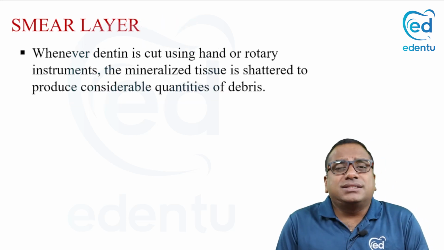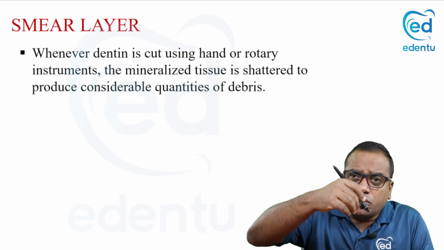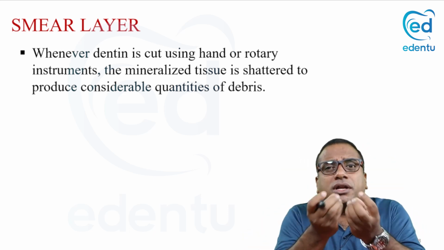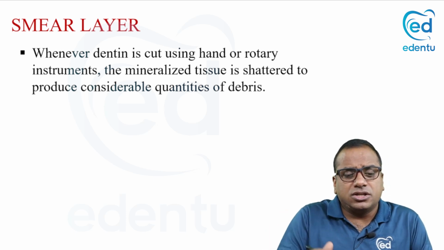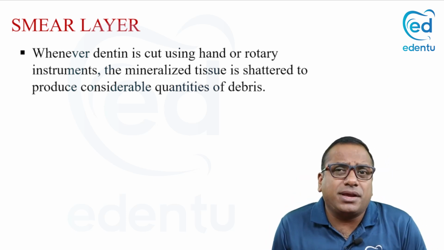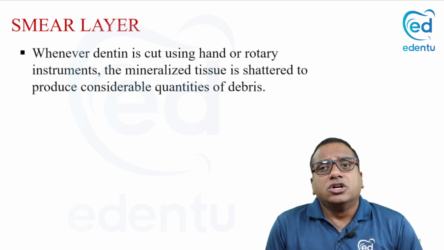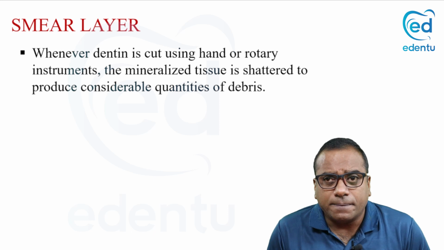Then there is something called the smear layer. Whenever you're doing cavity cutting, when the dentin gets exposed, a lot of powder-type debris will come. When you are using hand instruments, this powder-type debris that is coming is called the smear layer. So these are the things you should know in this chapter of dentin.